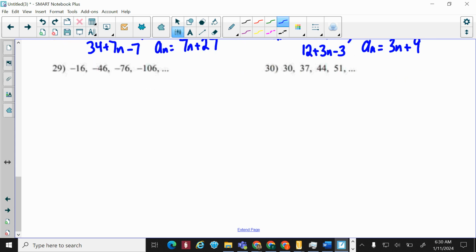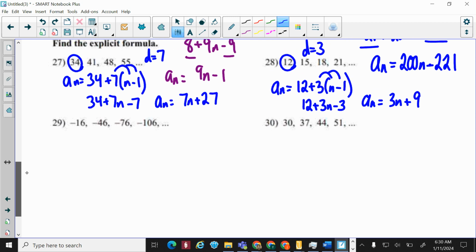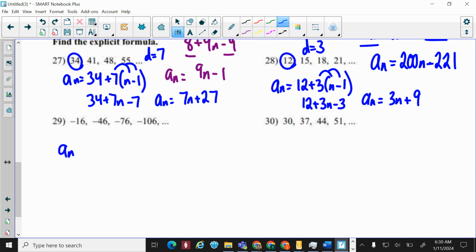And of course, questions number 29 and 30 are more of the same. So a of n is equal to my first term, which is negative 16. Now, here's the thing. You're at negative 16, you're at negative 46, you're at negative 76. Your common difference is actually going to be negative 30. So when you're setting this up, you're going to run into a situation where the formula calls for plus, but you're dealing with a negative. So keep that in mind.